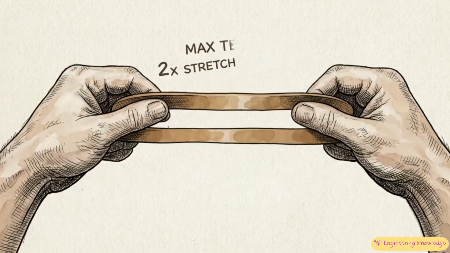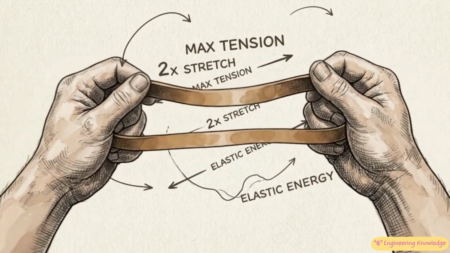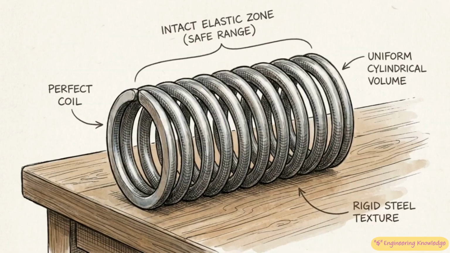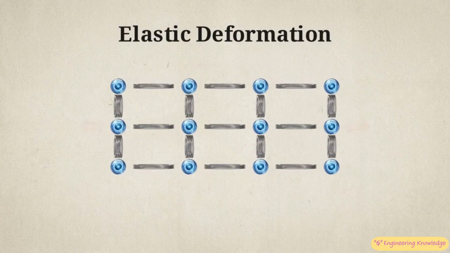Let's go back to our rubber band. If you give it a gentle pull and let go, it returns to its original shape. This safe, bouncy region is the elastic zone. As long as the material stays in this zone, it will fully recover once the stress is removed.